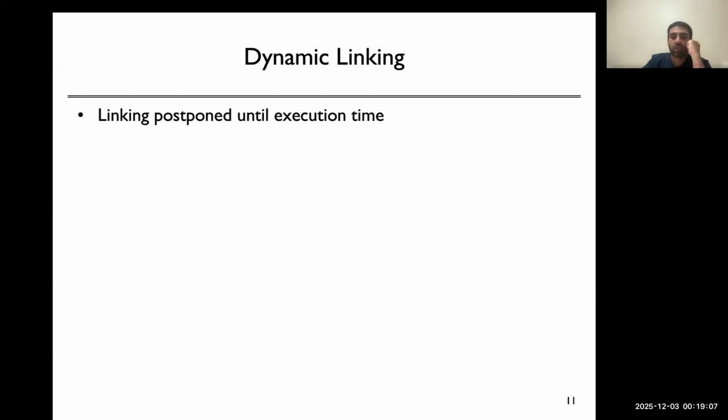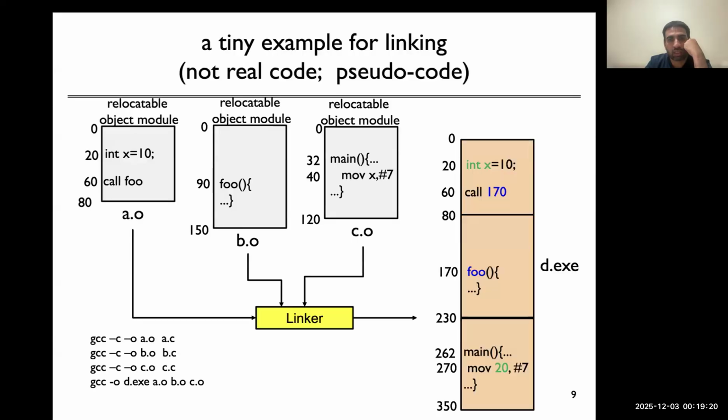Okay. So we talked about dynamic loading and dynamic linking. So in linking, what is linking? Let me try to explain again what linking is using this example. Linking basically means that you need to resolve the memory references. So what do I mean by resolving the memory references?